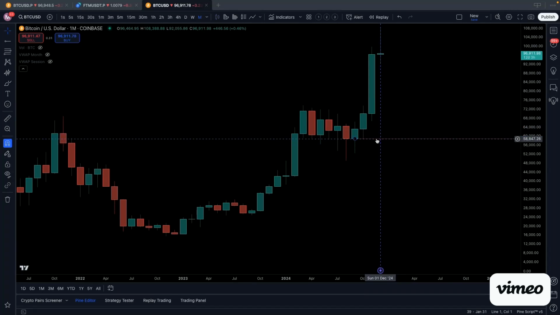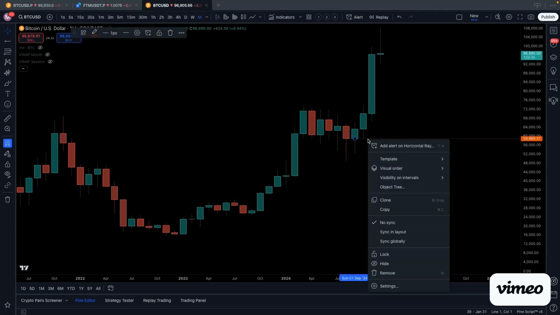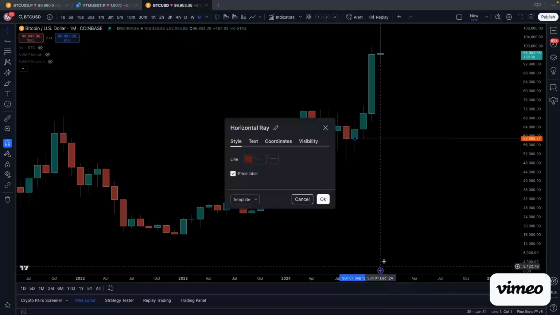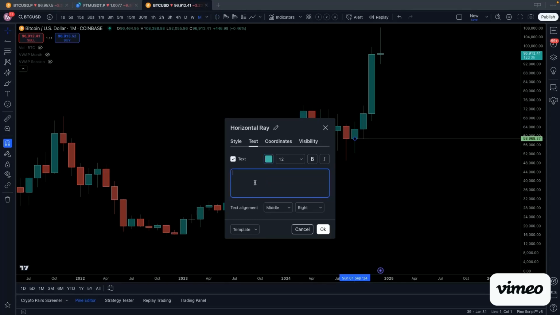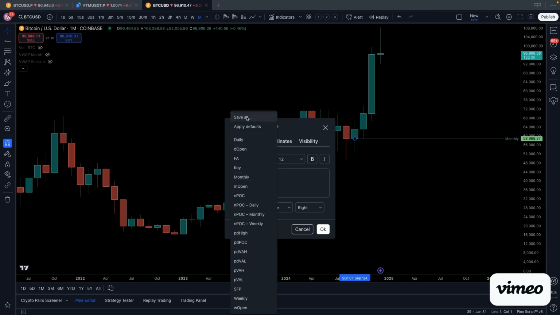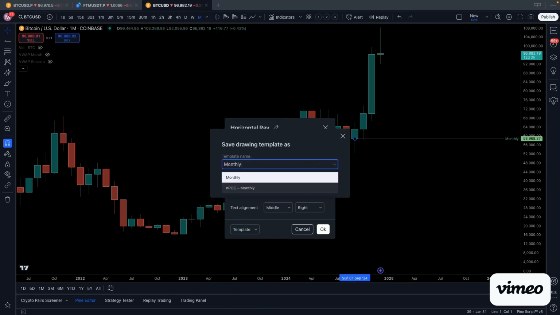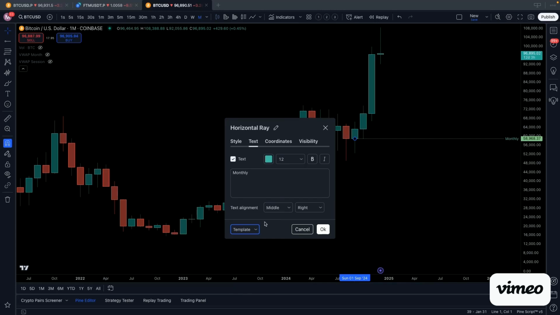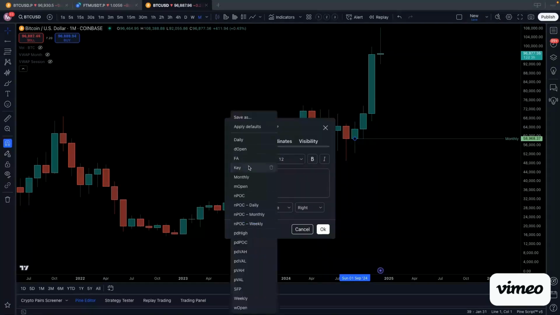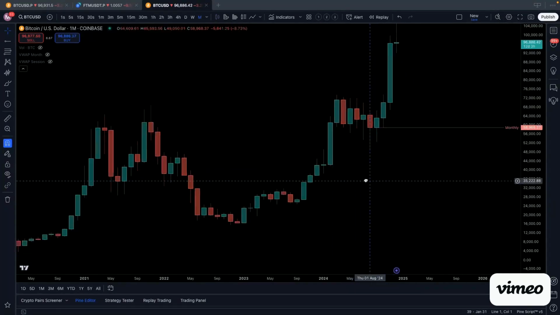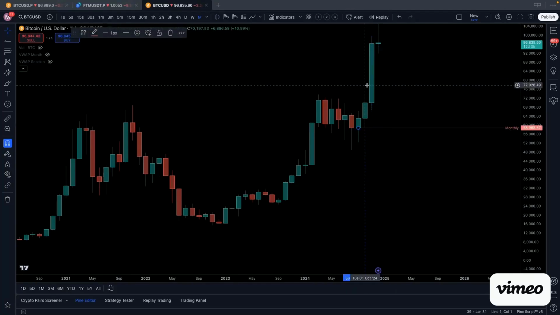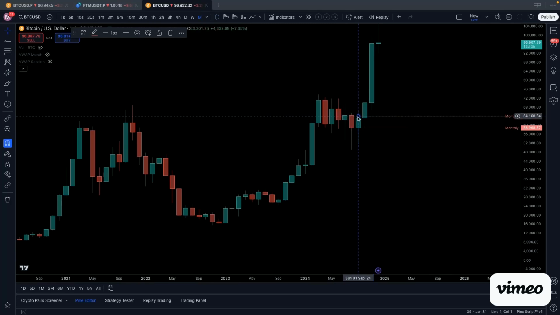But that's just me. One thing that you can also do is right click, go to settings, and then you can edit it to however you want it to look. So you can change your color, the text, the text color as well, and then label it monthly. And then you can go to your template and save it, type in monthly, and there you go. So for me, this is what my monthly level looks like. And then you can just copy and paste this. It's easier than pulling out the indicator again and then clicking it out.